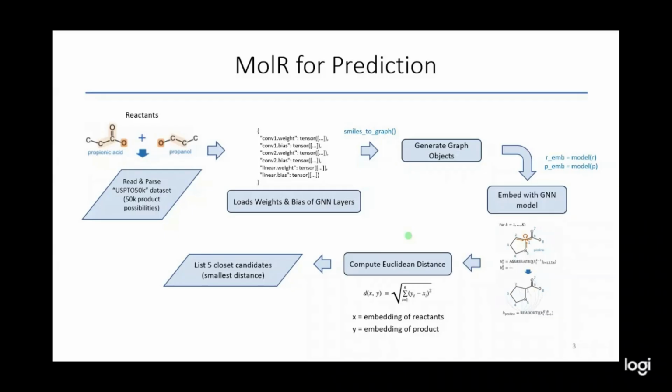I actually experimented with contrastive loss function, cosine similarity function, and Euclidean distance. And among these, I found that the Euclidean distance performed the best. It consistently produced products that were at least similar in size to the target molecule. And then the code generates 5 closest candidates.